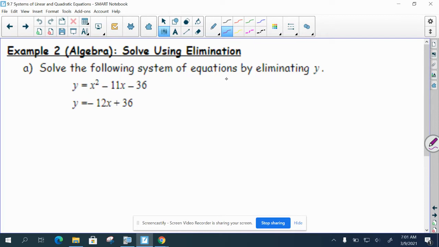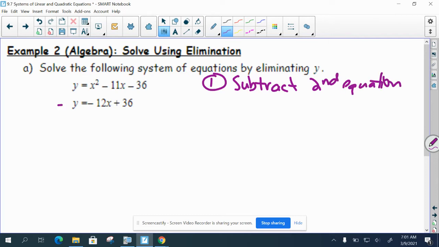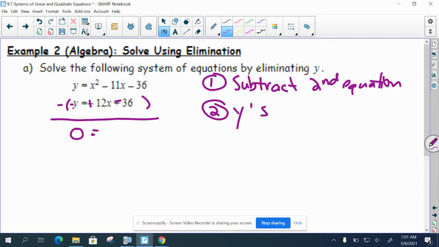So the first step is to subtract the second equation. And when you do that, you want to make sure that you change the signs. So this would become minus, plus, and minus. Okay, so you'll have y minus y turns out to be 0. So the big point here is that the y's are going to cancel.